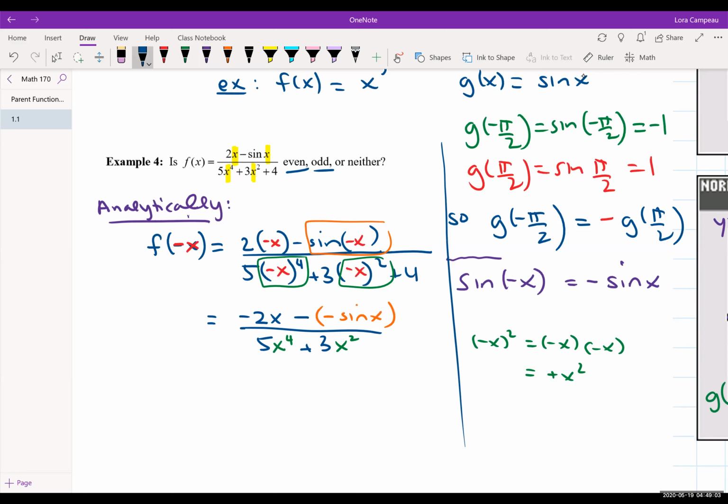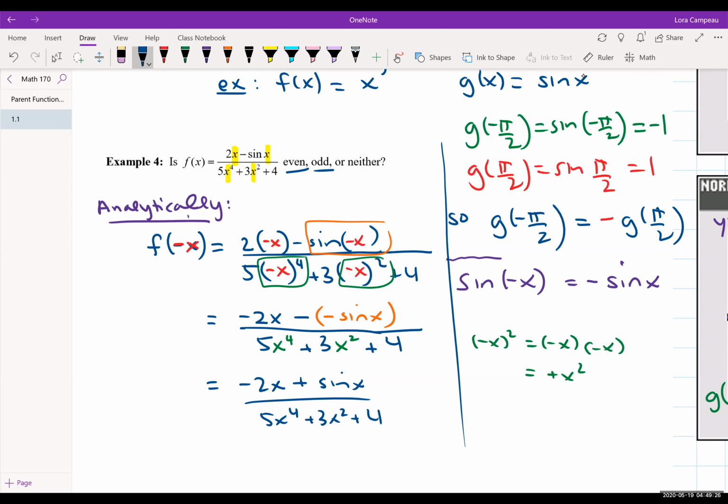And don't forget that there was a 4 there that we didn't plug anything into. It didn't have an x to begin with. So once we do the simplification, a little bit of math. Don't forget, we're subtracting a negative, so that means we're actually adding. We have 5x to the fourth plus 3x squared plus 4.